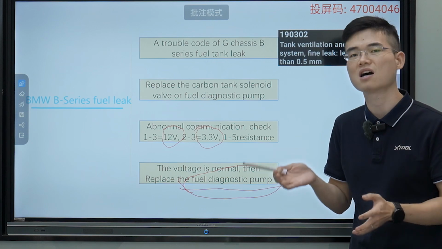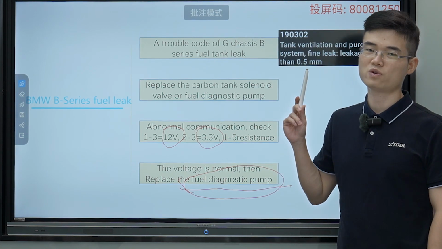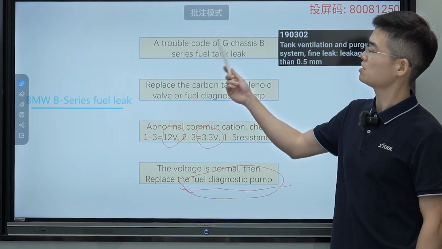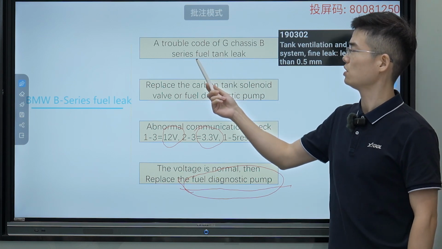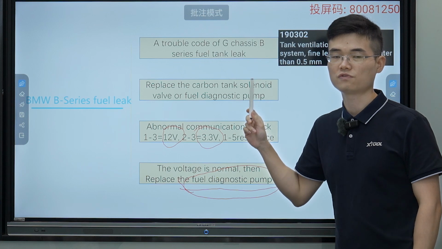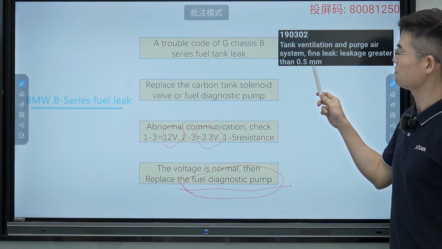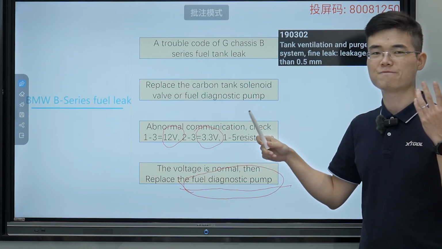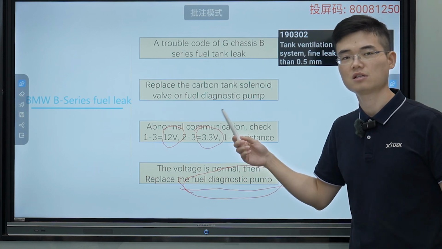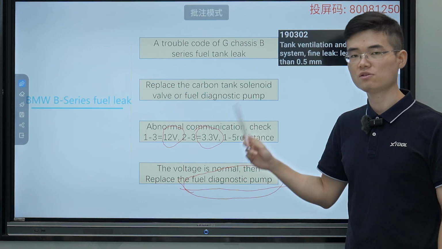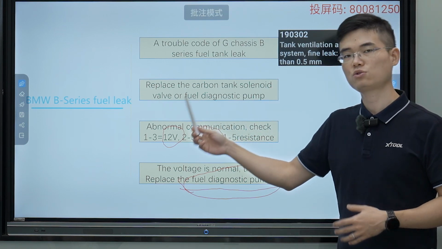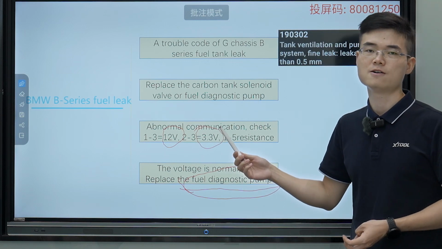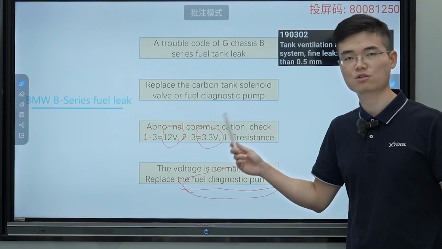To summarize, the key to dealing with NVLD related issues on the BMW G chassis and B series fuel tank leak is to first check the suffix of the trouble code and then perform different inspection methods accordingly. And finally, replace individual components or the integrated assembly based on the actual situation.